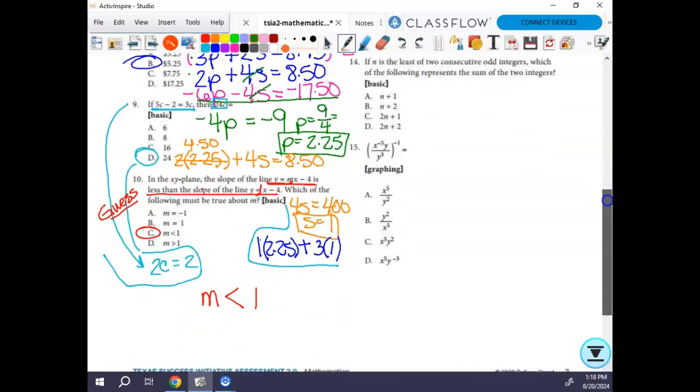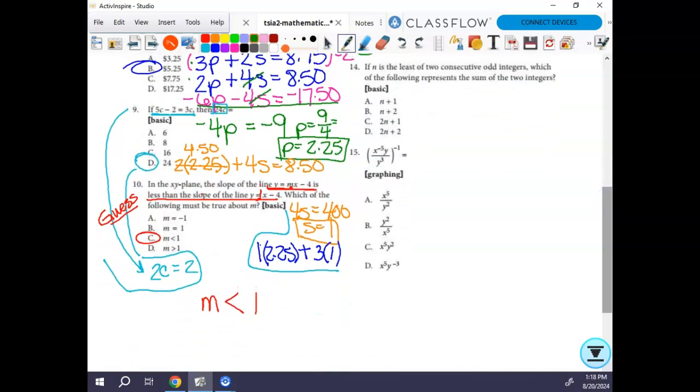All right. N is the least of two consecutive odd integers. N is the least of two consecutive odd integers. Which of the following represents the sum of the two integers? I like questions like this, but I know they all don't. Let me see your lights, all of them. You guessed? Did we all guess? Okay.